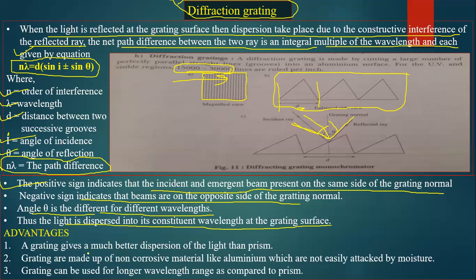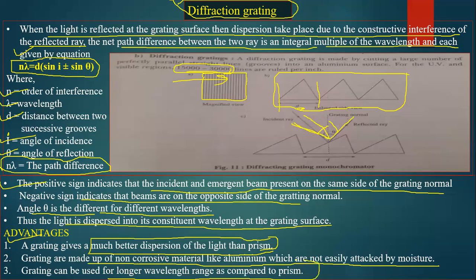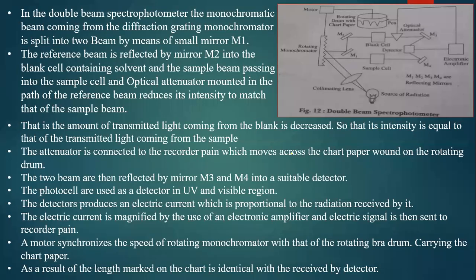So a grating gives much better dispersion of light than the prism. These are the advantages of the grating over the prism. It is made up of non-corrosive material like aluminium, which is not easily attacked by moisture. A grating can be used for a longer wavelength range as compared to the prism. As compared to the prism, a grating is more useful for us while doing the experiment. So here it's a double beam spectrophotometer.